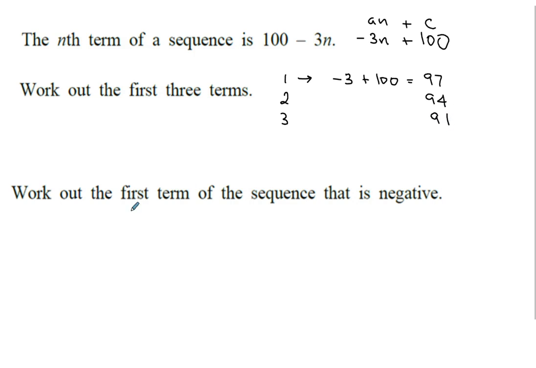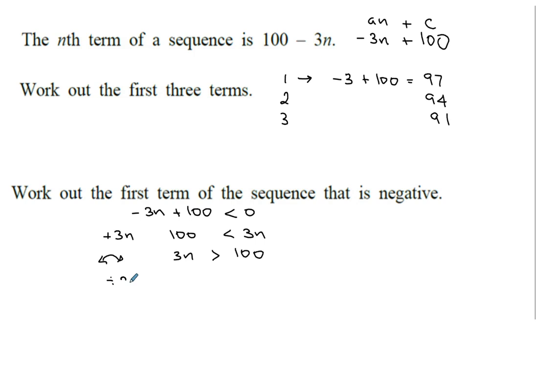Okay, it says work out the first term of the sequence that is negative. So we want minus 3n plus 100 to be less than 0. Okay, so let's take our 3n to the other side. So you've got 100 is less than 3n. When we flip it over, we've got to change that sign as well. So 3n is greater than 100.